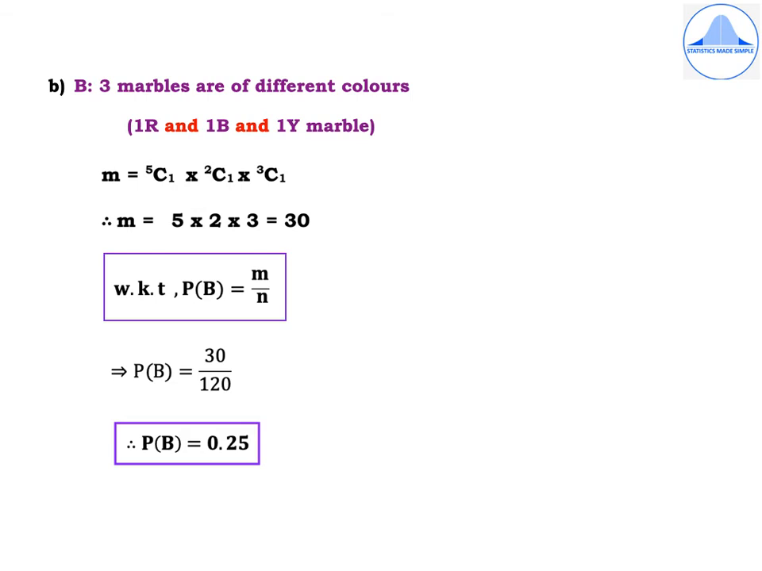So M is equal to, there are 5 red and you have to pick 1, so it is 5C1, and is multiplication, 1 blue. There are 2 blue and you have to pick 1 blue, so it is 2C1. Again and is into 1 yellow. There are 3 yellow and you have to pick 1, so it is 3C1. So we get M is equal to 5 into 2 into 3, which is equal to 30. Then write the formula. We know that P of B is M by N, which implies P of B is equal to 30 by 120. Therefore, P of B is 0.25.